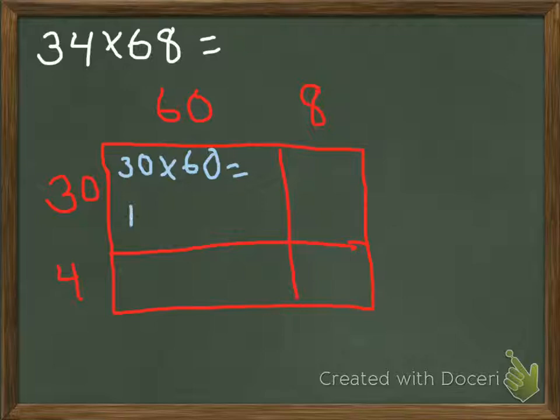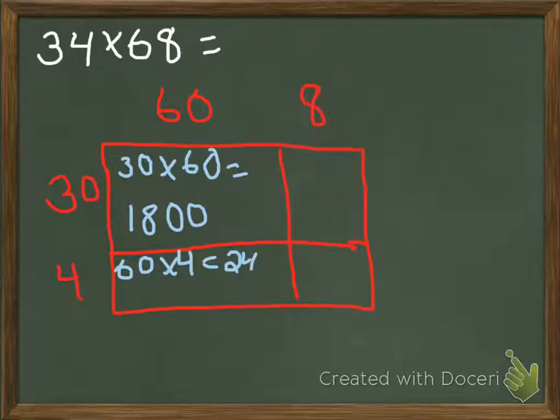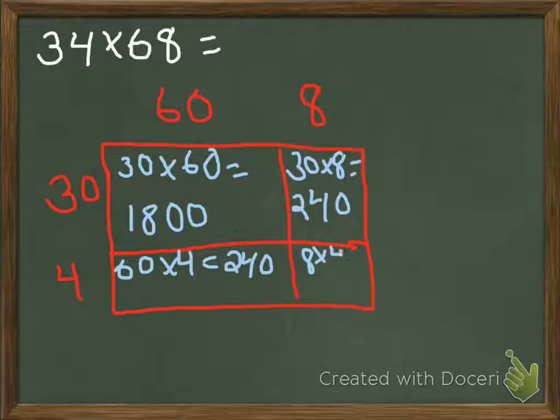Now we can multiply each part. 30 times 60 equals 18, and 2 zeros is 1800. 4 times 60 equals 24, and 1 zero, 240. Next, we multiply 30 times 8, which also equals 240. Finally, we multiply 8 times 4, which equals 32.